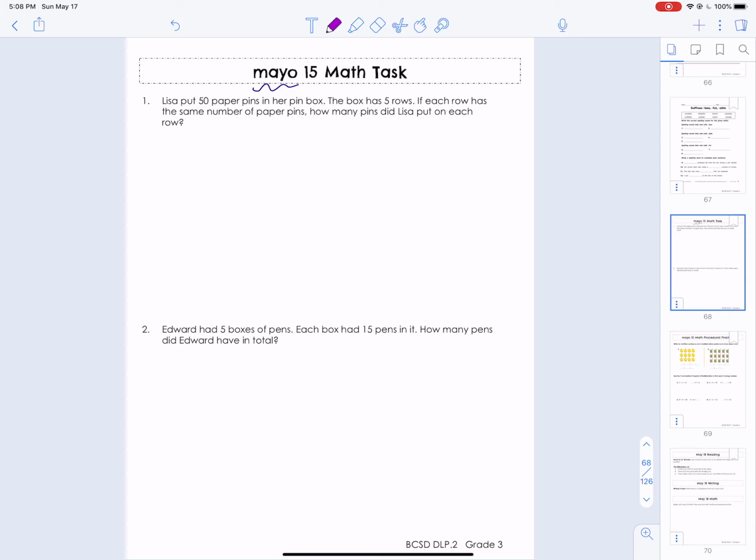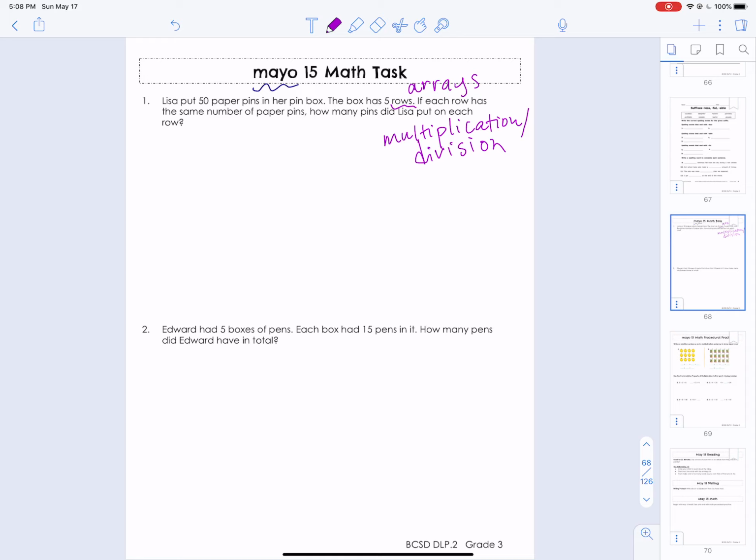Lisa put 50 paper pins in her pin box. The box has 5 rows. If each row has the same number of paper pins, how many pins did Lisa put on each row? Okay, in my May 14th video, I talked about how the word rows reminds me of arrays. And arrays generally means multiplication, but it can also indicate division.